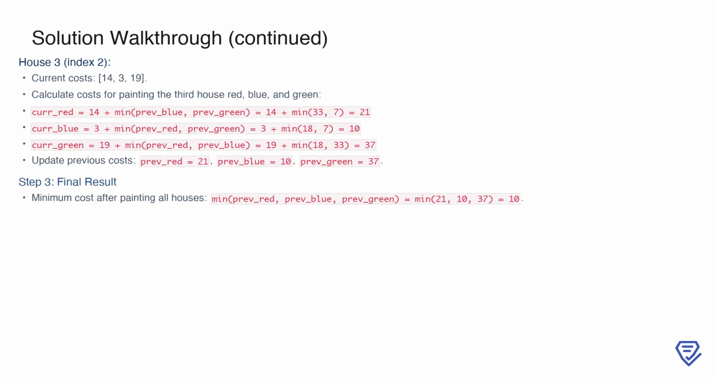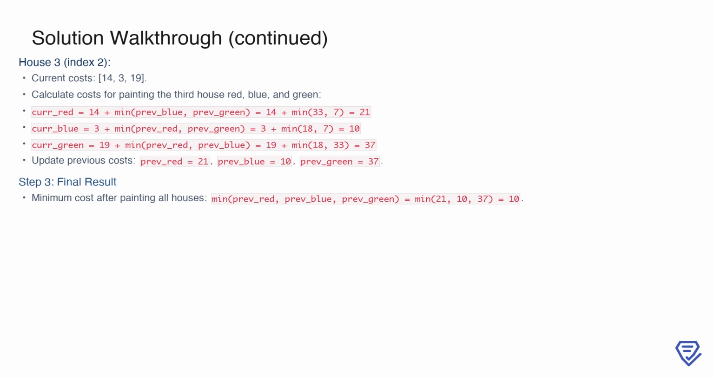Now, we move to the third house with costs of 14, 3, and 19 for red, blue, and green, respectively. For painting it red, we add 14 to the smaller of the previous blue and green costs, which are 33 and 7, resulting in cur_red being 21. For blue, we add 3 to the smaller of the previous red and green costs, which are 18 and 7, giving cur_blue as 10. Finally, for green, we add 19 to the smaller of the previous red and blue costs, which are 18 and 33, resulting in cur_green being 37.